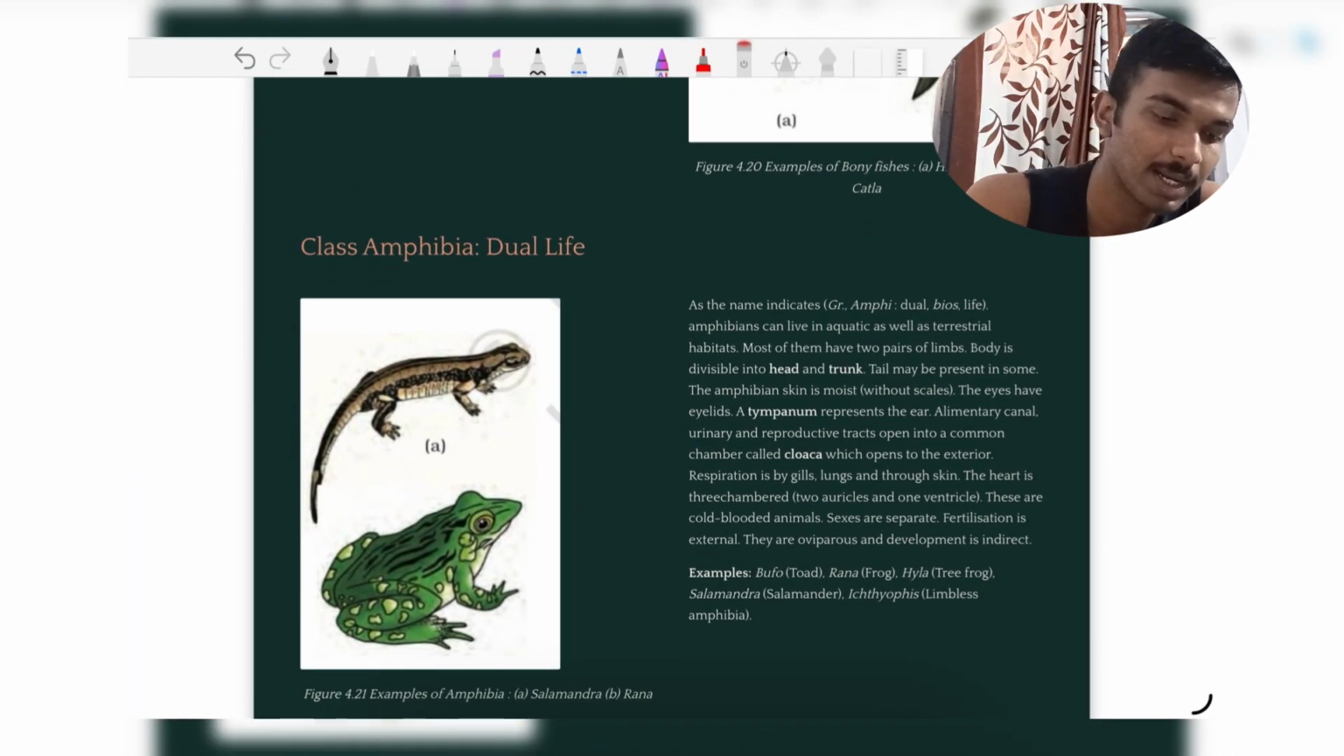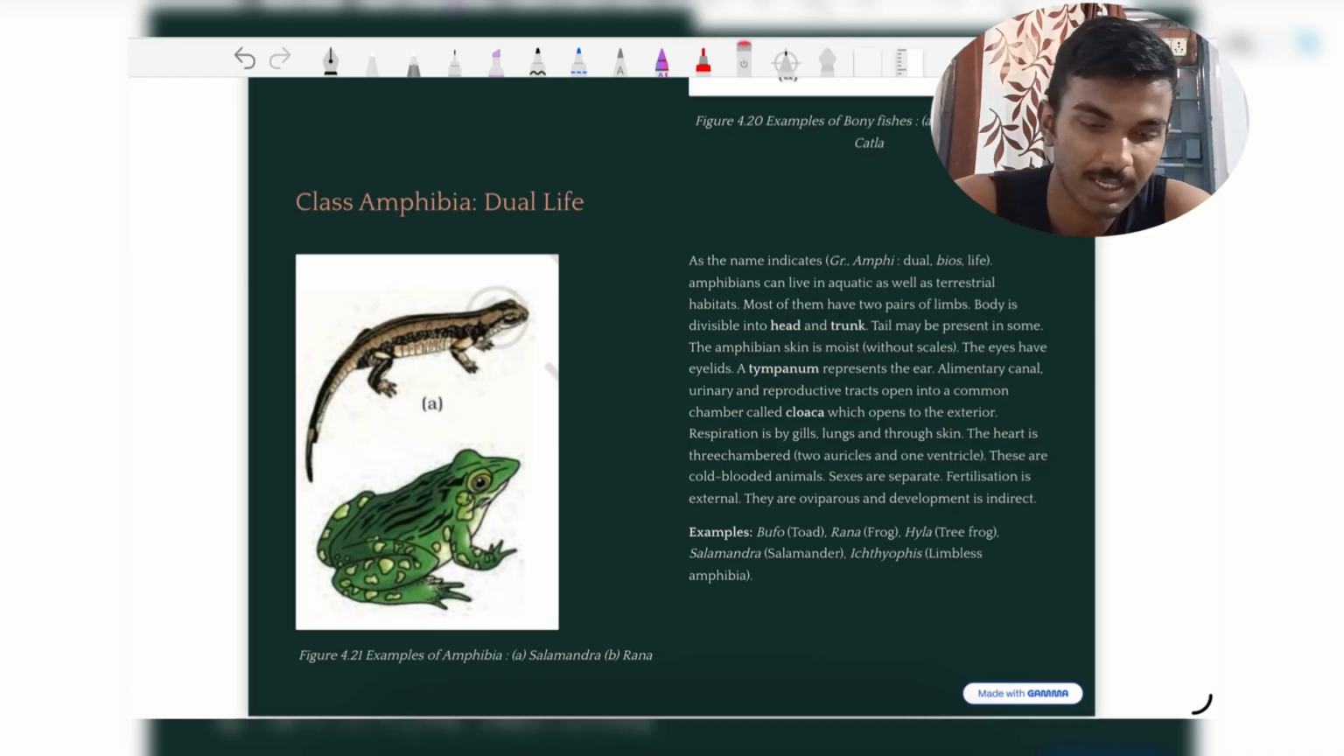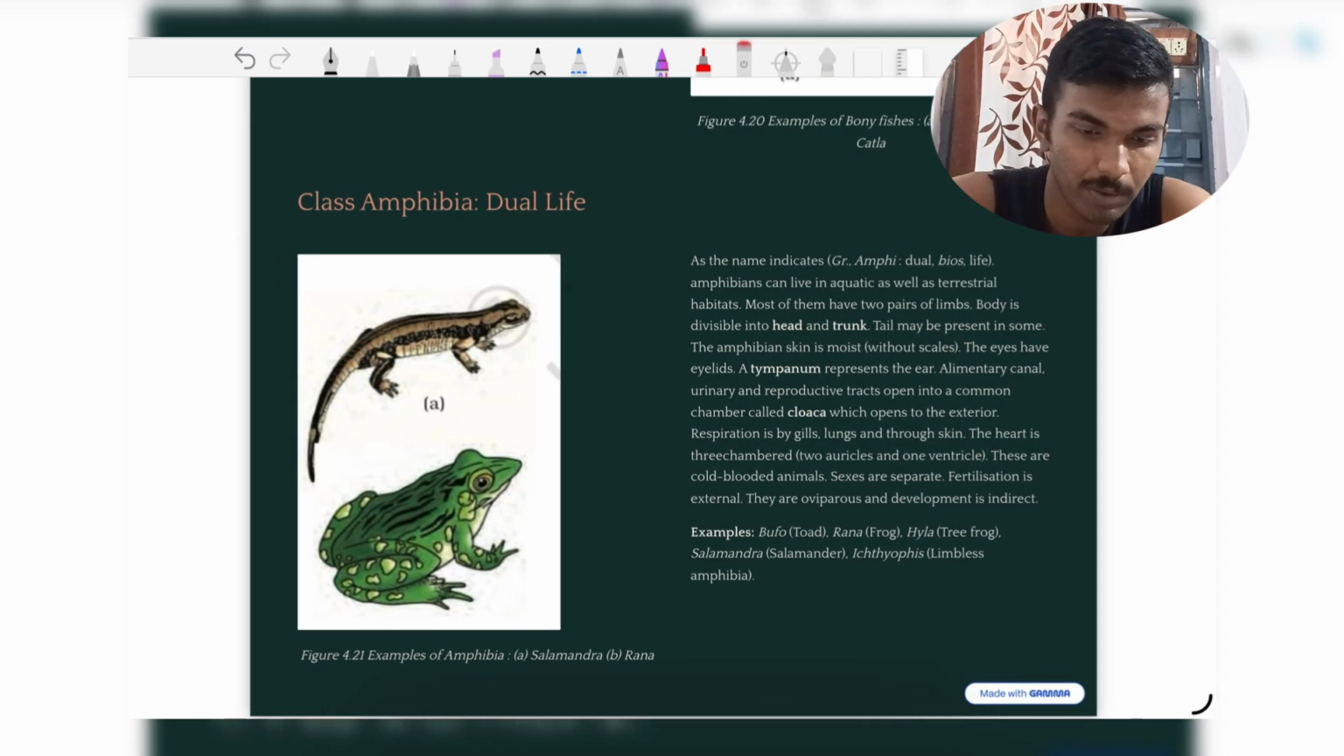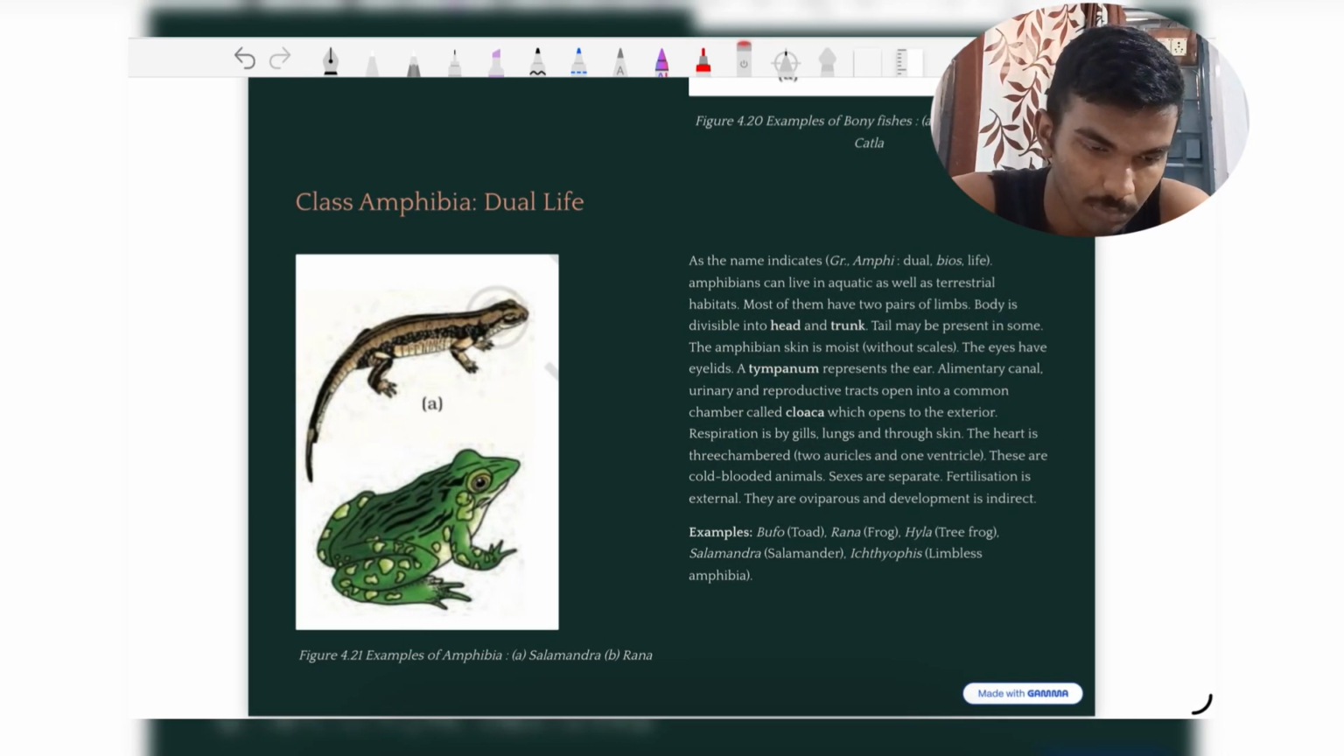Class Amphibia, dual life. As the name indicates, amphibians lead a dual life. Amphibia can live in aquatic as well as terrestrial habitats. Most of them have 2 pairs of limbs, a head and trunk. The tympanum represents the ear. The alimentary canal, urinary and reproductive tracts open into a common chamber called the cloaca, which opens to the exterior. Respiration is by gills, lungs, and through the skin.